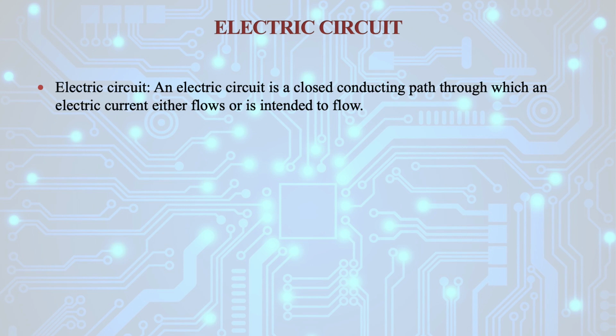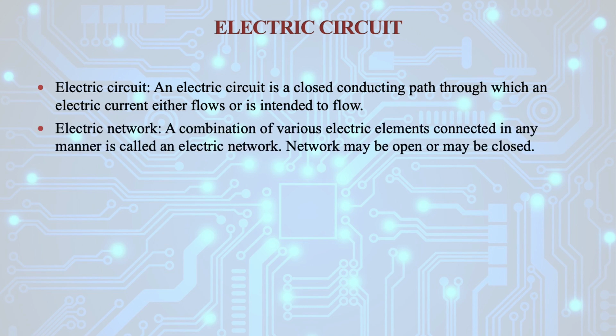So first of all, we have to discuss what an electric circuit is. An electric circuit is a closed conducting path through which an electric current either flows or is intended to flow. Then we have to understand what an electric network is. A combination of various electric elements connected in any manner is called an electric network. So an electrical circuit is a combination of different circuit elements, and these elements may be resistance, inductance, capacitance, and maybe energy sources. But the difference between circuit and network is that a circuit will always be closed, while a network may be open or may be closed.